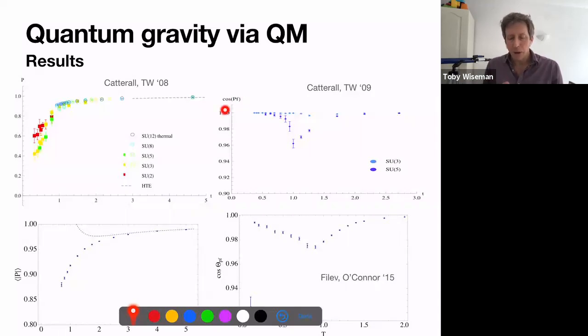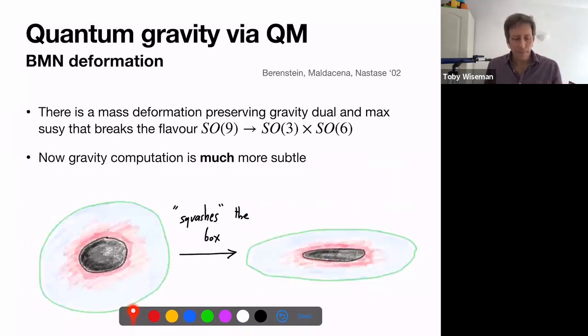In particular, this is a plot of the phase fluctuations over temperature, and 1 is no phase fluctuation. There is some phase fluctuation at intermediate temperatures, but it actually becomes very small at low temperatures. And it may be to do with supersymmetry being restored at low temperatures, but it's not well understood why this happens.